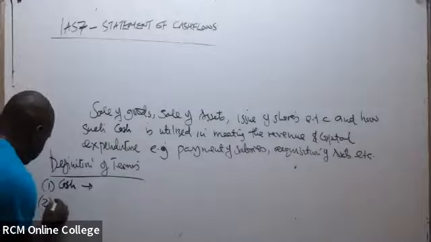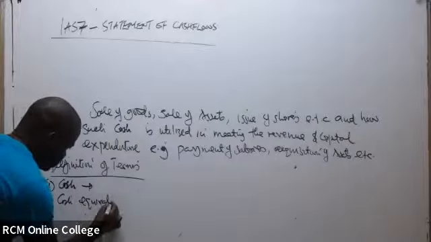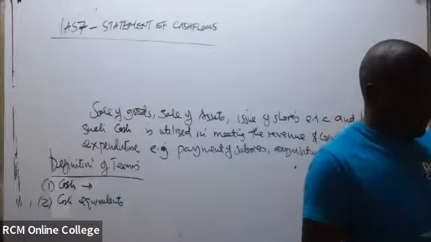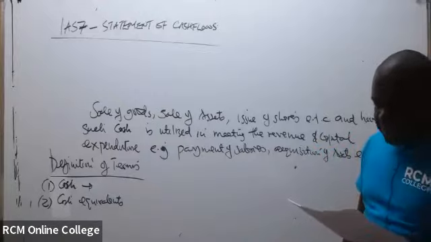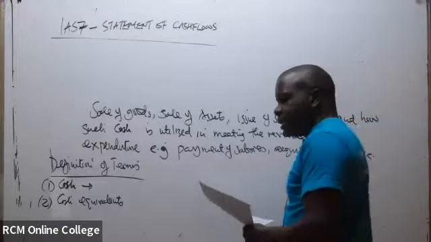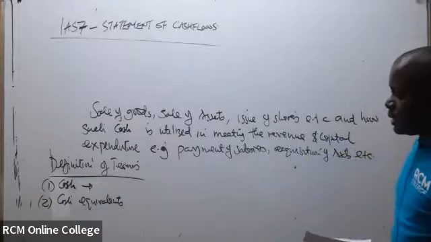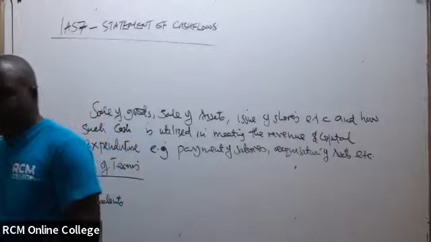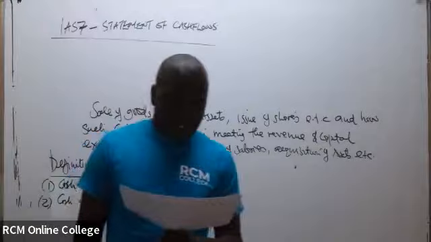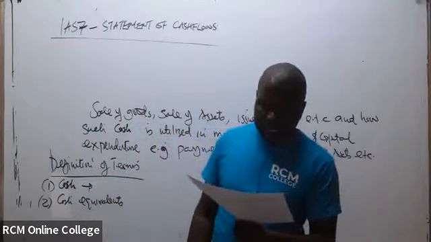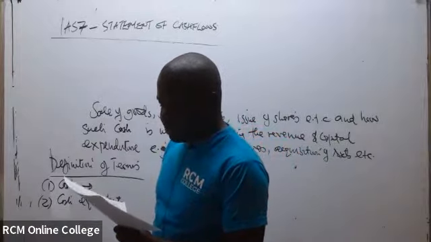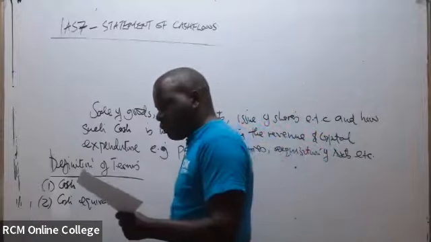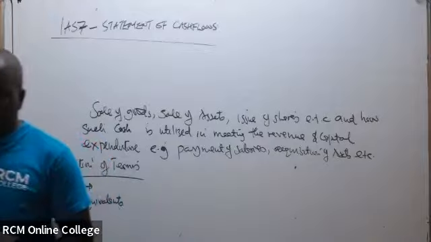Then term number 2, cash equivalents. These are short-term, highly liquid investments that are readily convertible to an amount of cash.